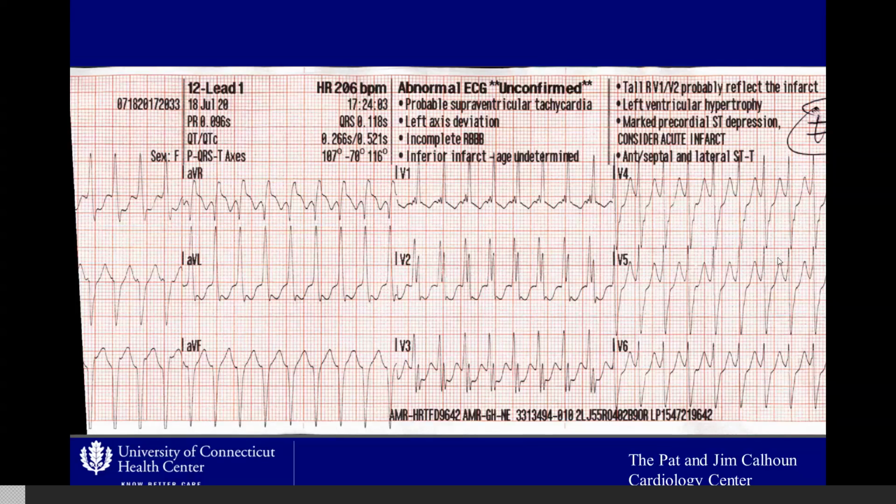And an RS ratio less than 1. Okay. So, what do you think? Yeah, so I was thinking VT based on this ECG because of all this wide, the atypical right bundle, the left axis, the RS ratio. And I'm trying to remember if there was an AV dissociation.